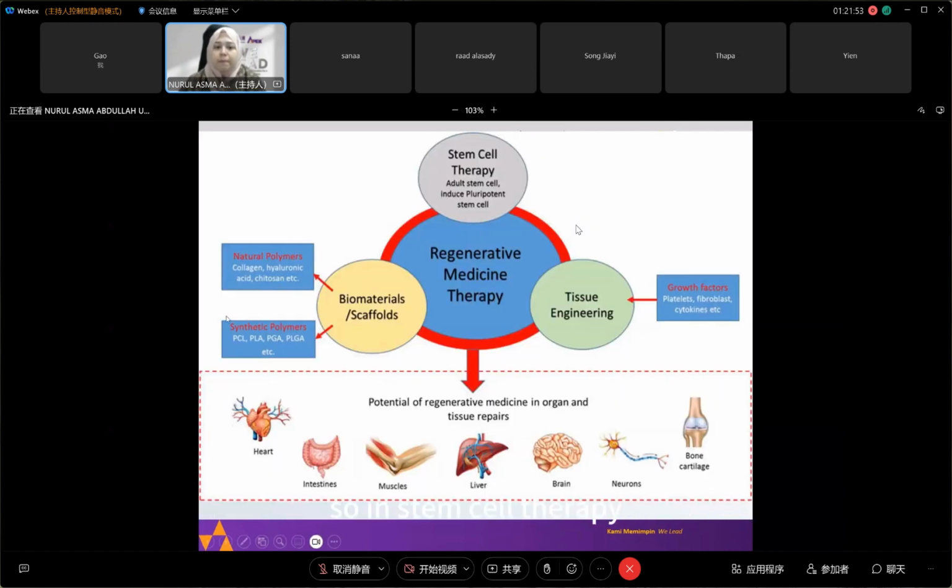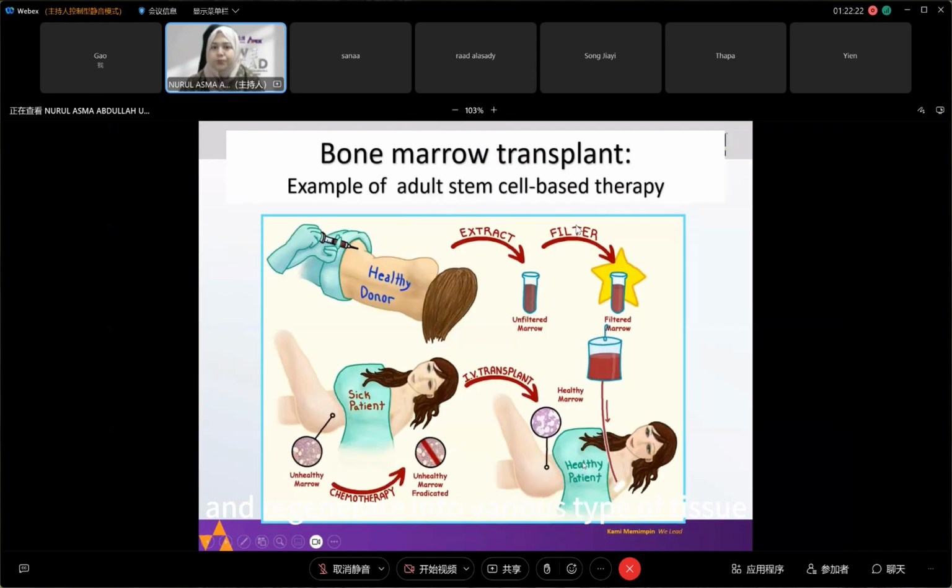So in stem cell therapy, as I mentioned just now, you can opt for stem cell therapy, meaning the stem cells are used to treat certain diseases, or you can regenerate the stem cells into certain tissue, or replace certain parts of your tissue using tissue engineering methods, and regenerate into various types of tissue.